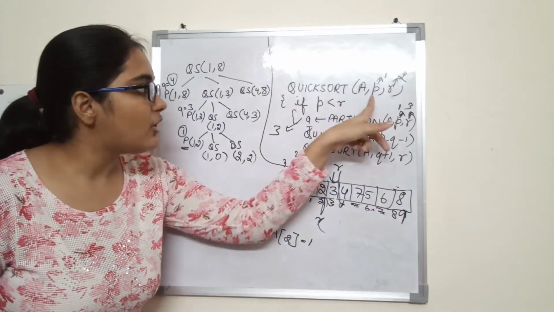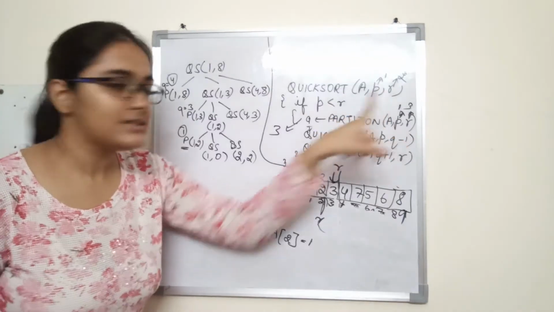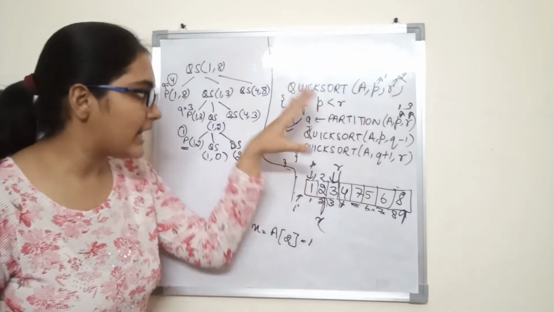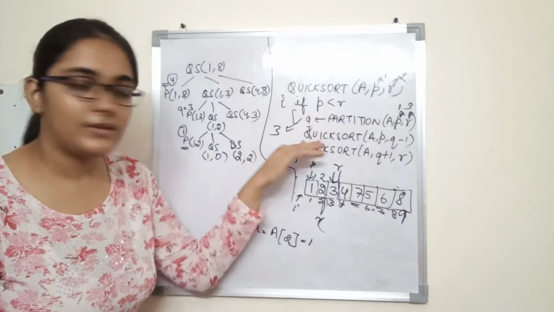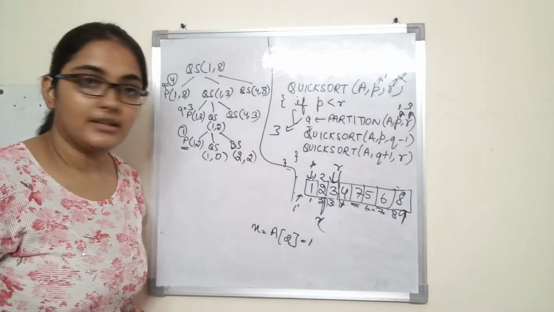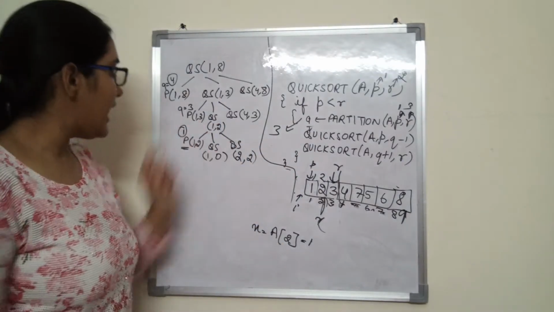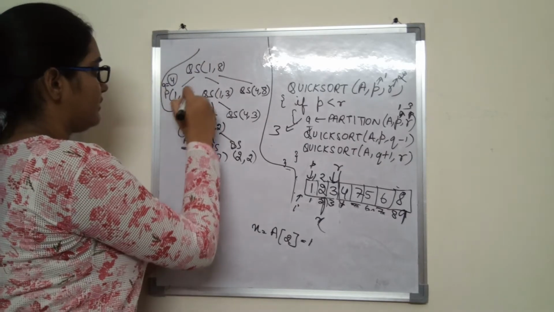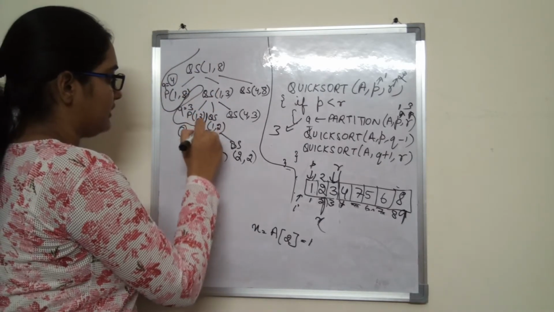So when quicksort is called with parameters 2 and 2, what happens? Is 2 less than 2? No. So again this condition will fail and this will not be executed. It will simply return, right? So we have traversed till this point. We are done with all this, right?